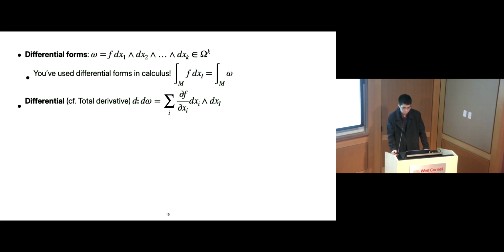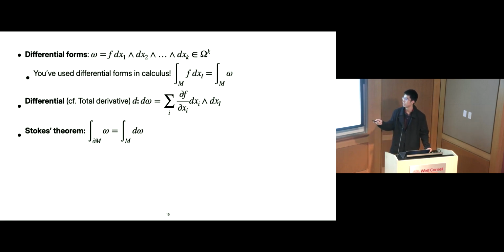There's the idea of a differential, which is the idea of a total derivative generalized to differential forms, where you take the sum of partial derivatives followed by a little thing to remember where you took the partial derivative from. And now you can introduce maybe your favorite theorem from calculus called Stokes' theorem, which just says that you can take the differential form over the boundary of a manifold, and that will be equal to the differential over the entire manifold.